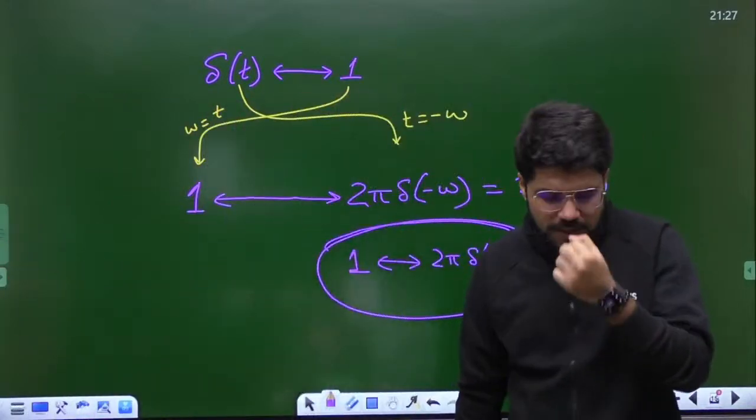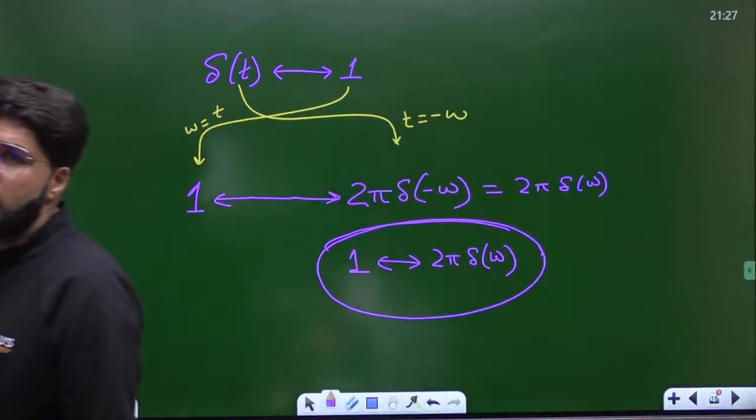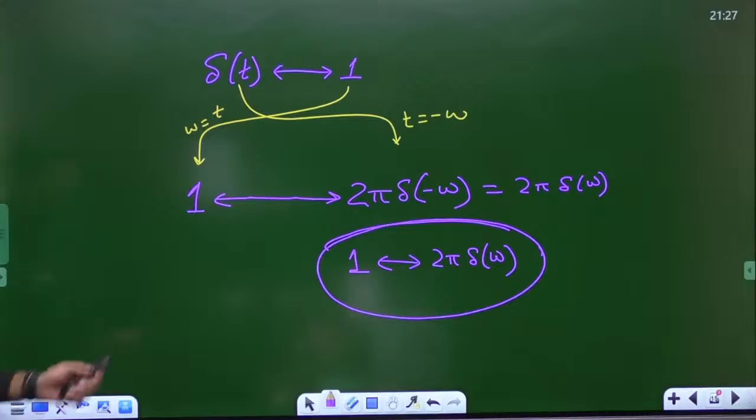Okay, Ankit Kumar? Okay, so 1 has the Fourier transform 2 pi delta omega. That is done. Now next, let's continue.